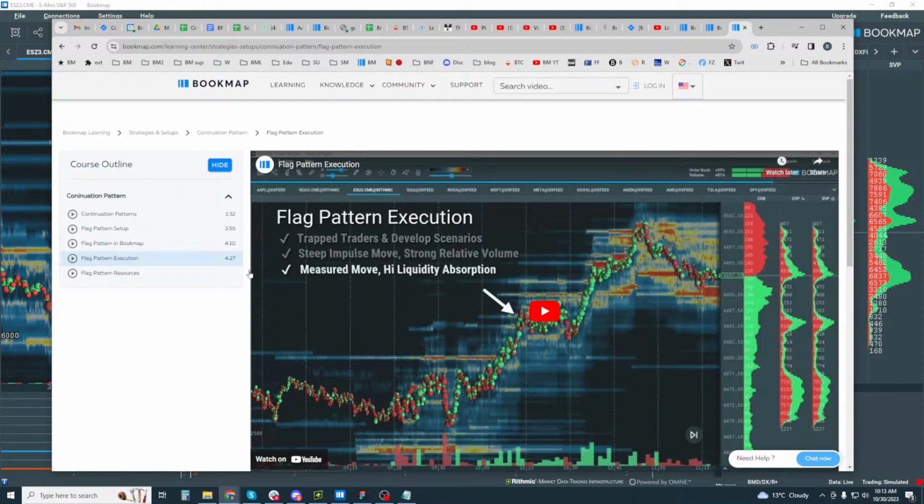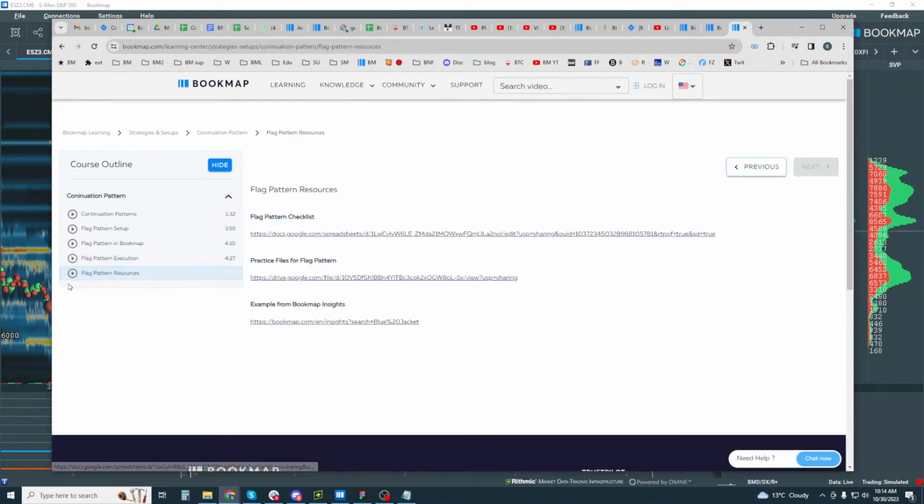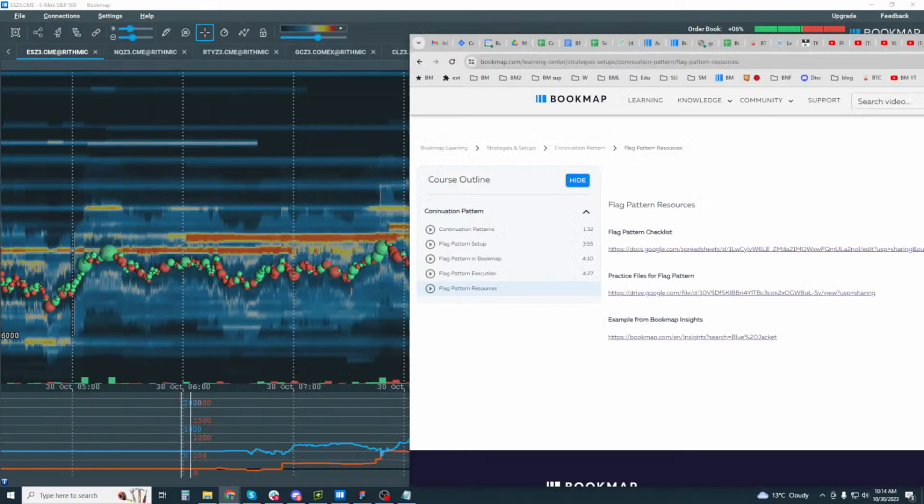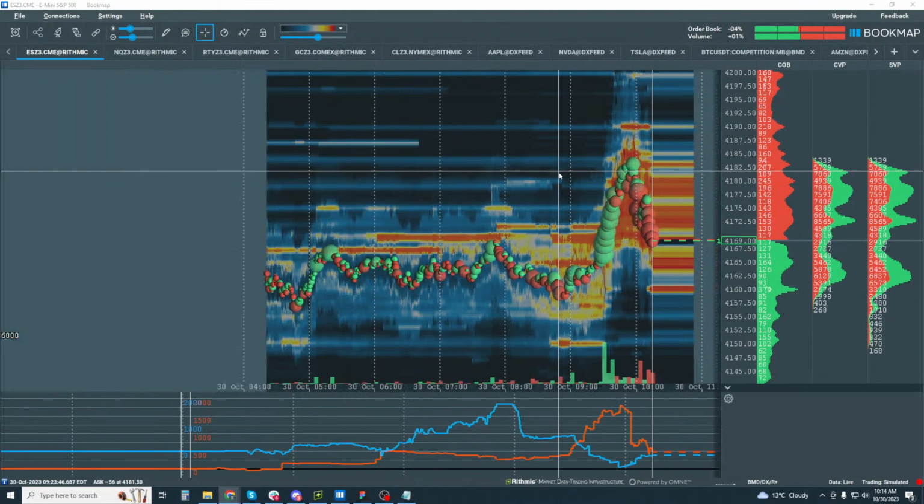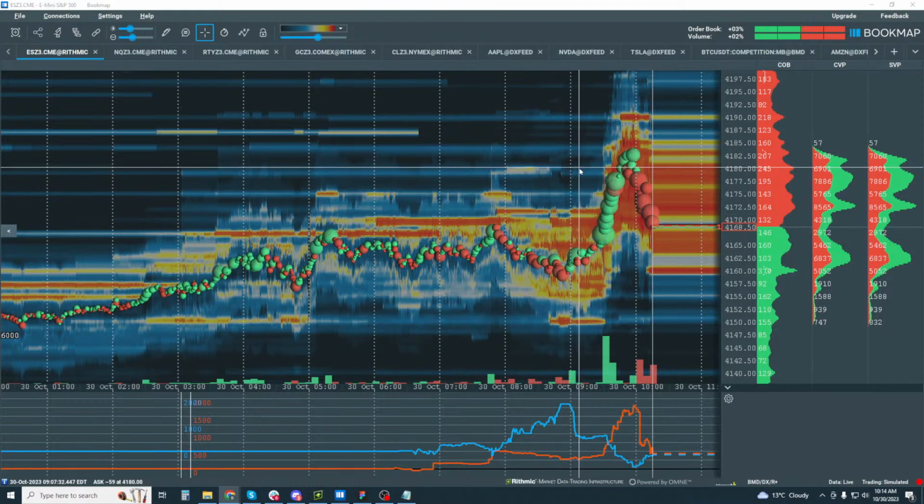And then the third one is how to execute. You can see we have a checklist to go through. We also have in resources a checklist document. There's also a practice file from the video, so you can download and run this within replay mode in Bookmap. There are other insight examples if you click on this link. So you've got some resources here as well. Now we're going to look for that pattern today, and we're also going to use Market Pulse to look for more insights. All right, let's take a look and see what's going on.